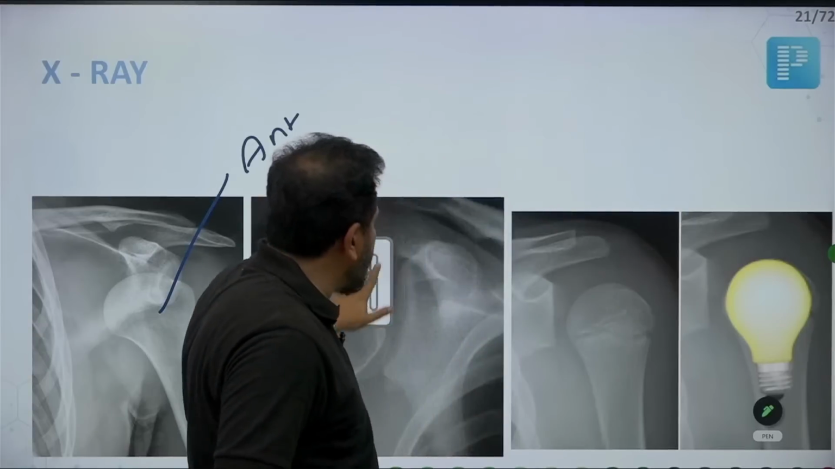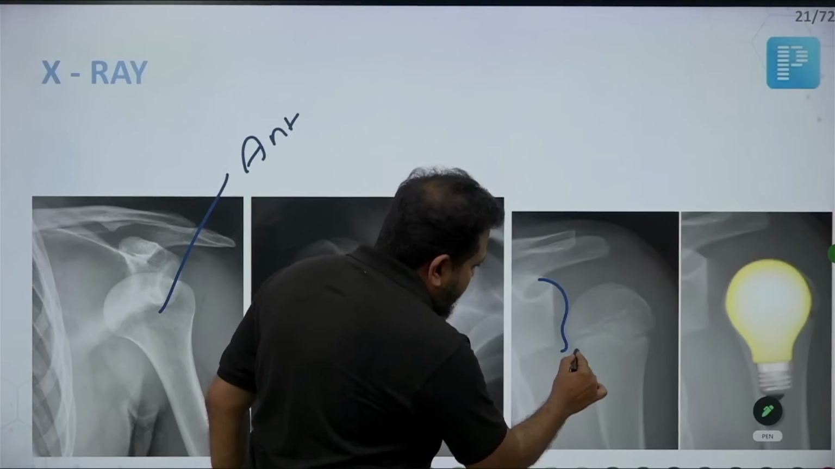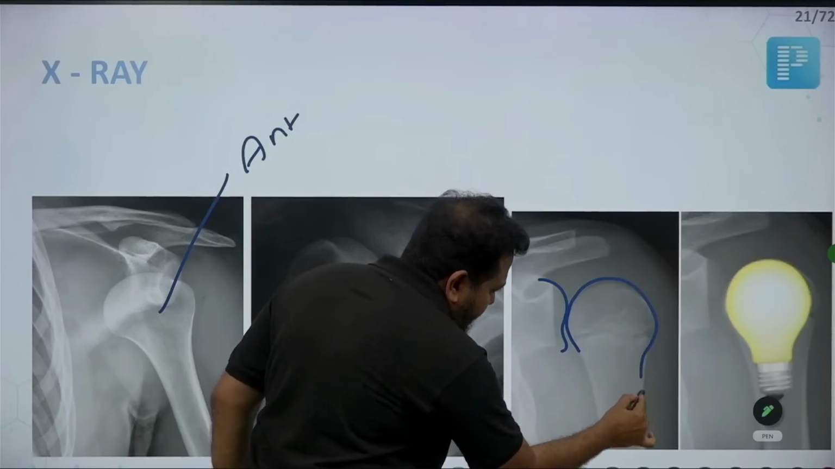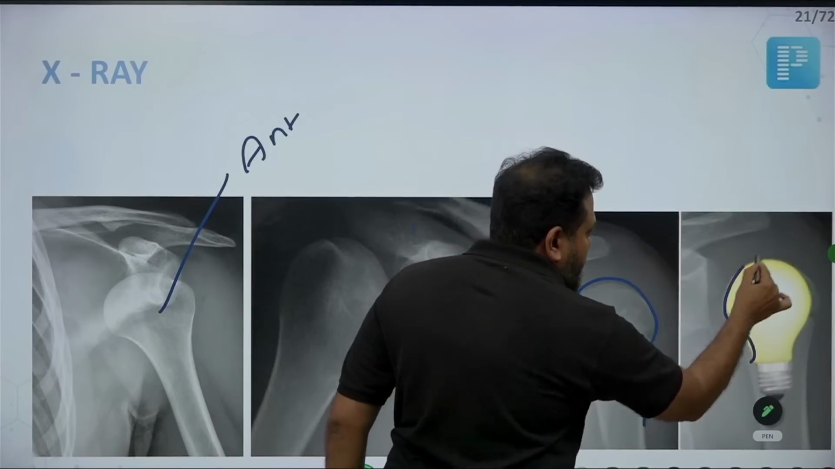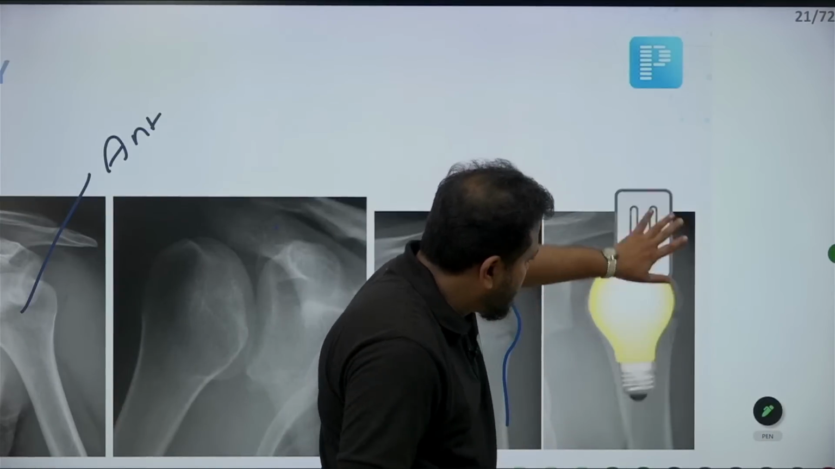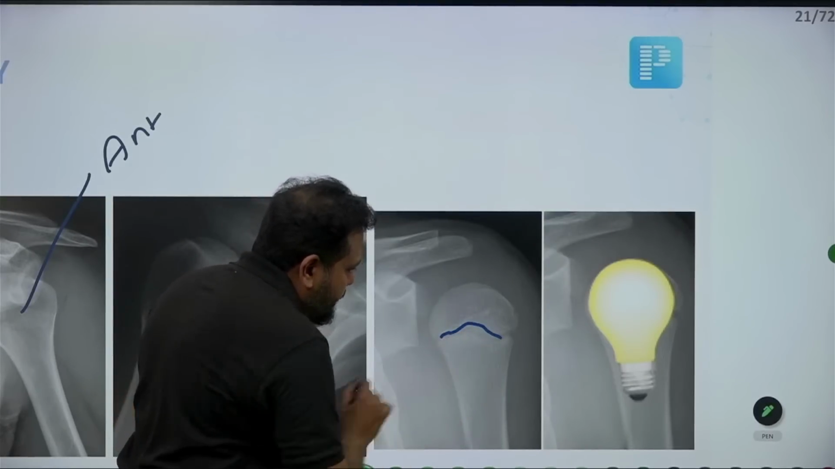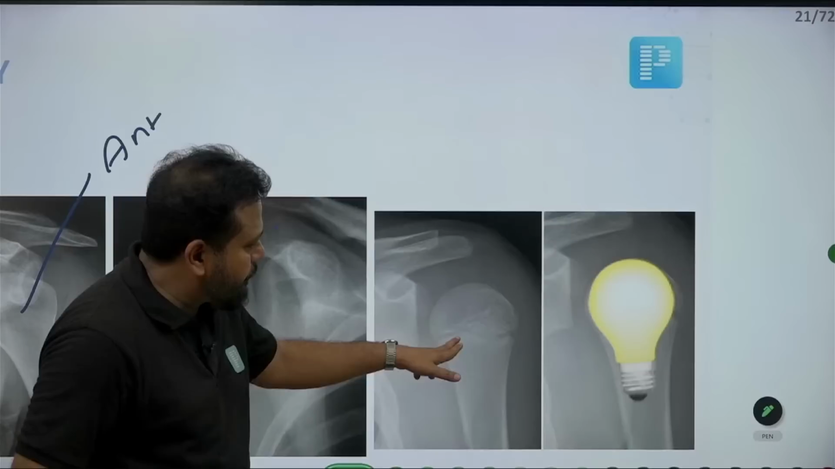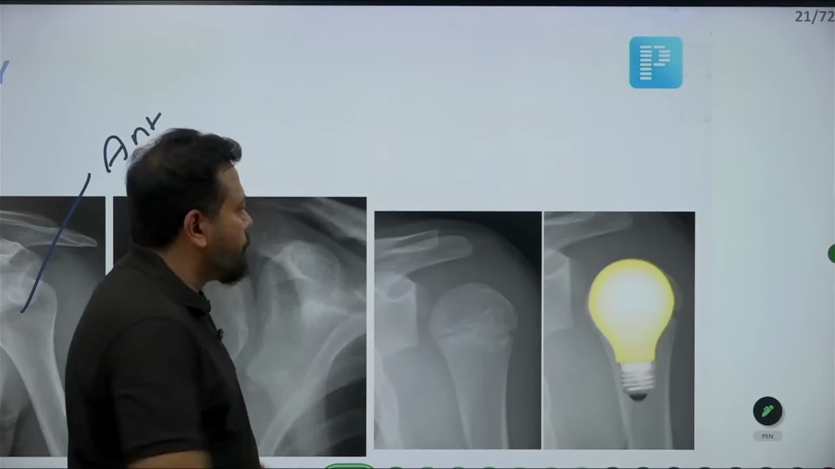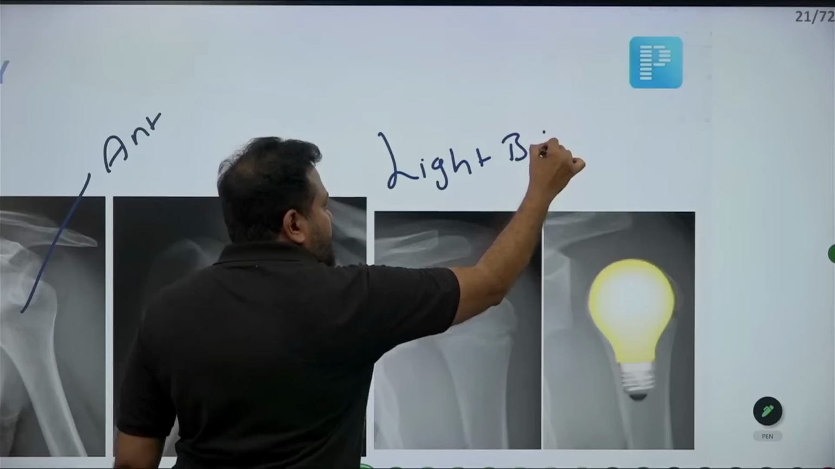Now look at the next one. The glenoid cavity is seen here, and this head of humerus appears exactly like a bulb, our old Philips 40 watts bulb. This is not a fracture, dear friends. This is an immature skeleton, where the epiphysis is not fused, so it looks like that. Is it not looking like a light bulb? So this is called the light bulb sign.